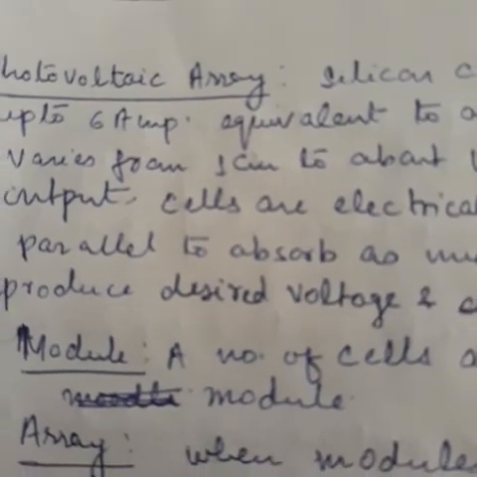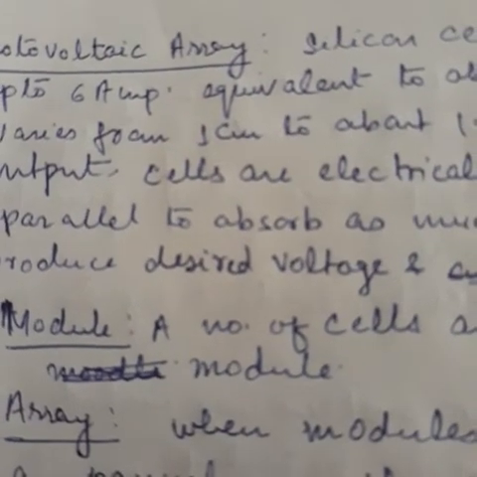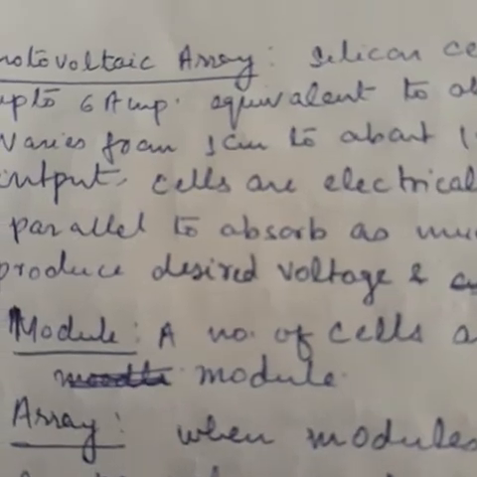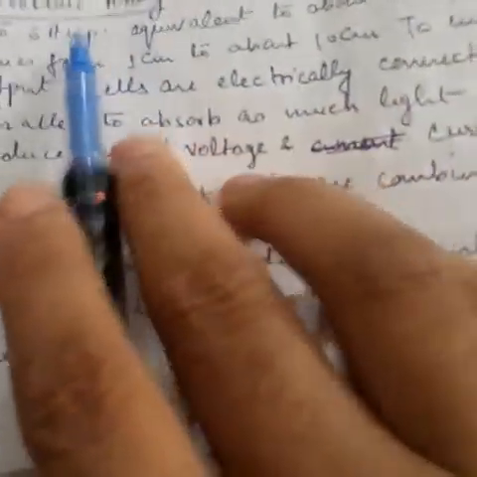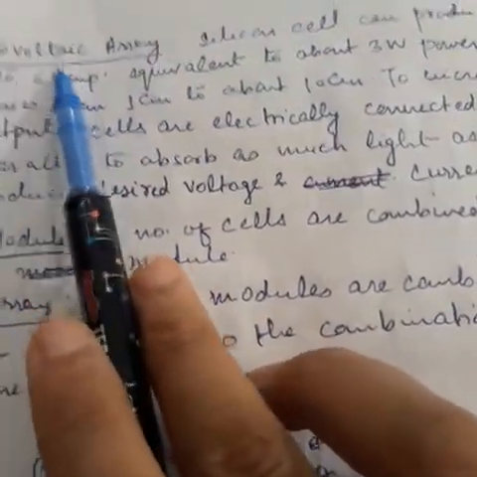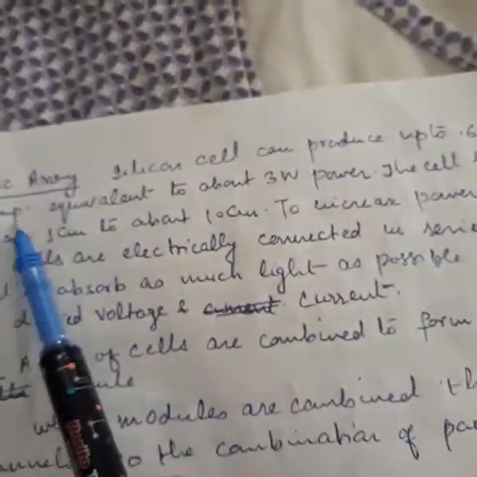So the device which is used to convert the sun rays' radiation energy into electrical energy is called the photovoltaic cell. In the photovoltaic array, the main material we discussed already is silicon, by which we store the energy. Silicon cells can produce up to 0.6 volt and up to 6 ampere.